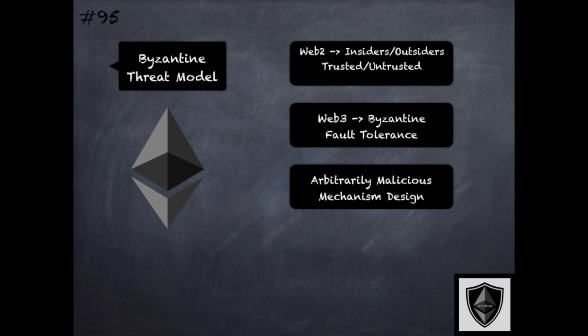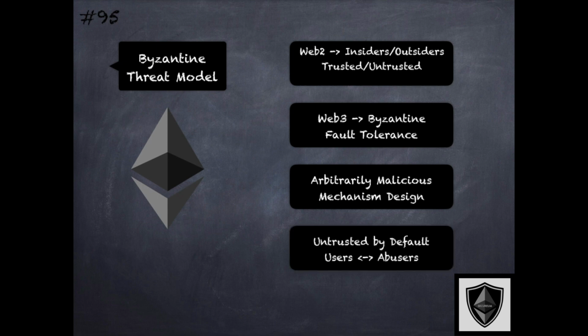This fundamental difference in threat model between Web 2 and Web 3 is what makes Web 3 security aspects really challenging. And this is really the underpinning of Web 3 being untrusted by default, where the users could become the abusers, and Web 3 being really the ultimate zero trust scenario.